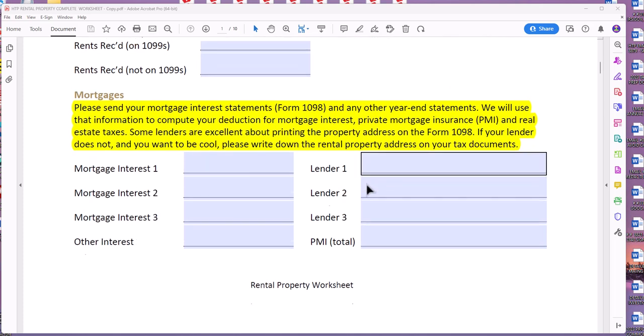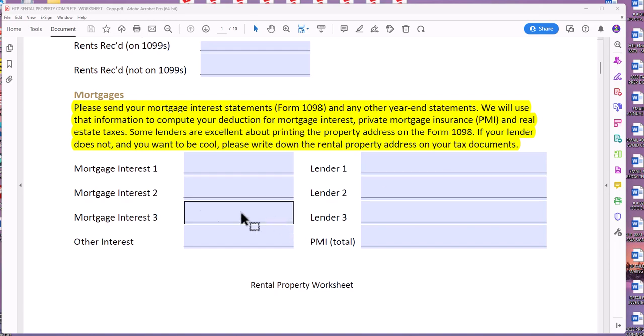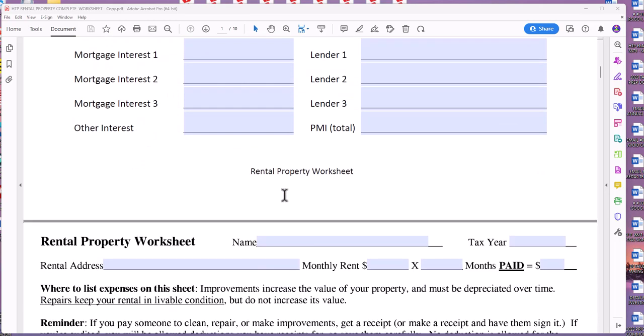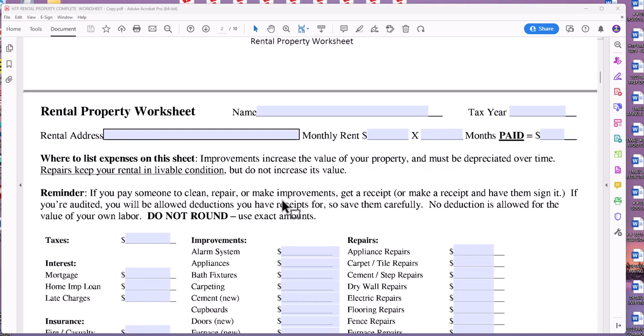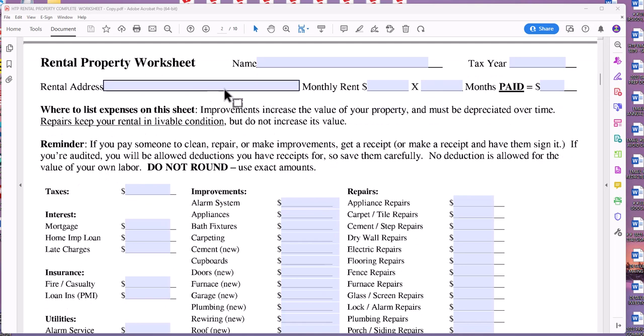If you have your 1098 and the 1098 mortgage interest is clearly defined, having the rental property address listed on the 1098, you do not have to complete this section as we can read the 1098. If you've already completed the top portion with the rent, the amounts received, you don't necessarily have to fill out the top portion of the second page. So we already have the address, we have the rent that you already collected.